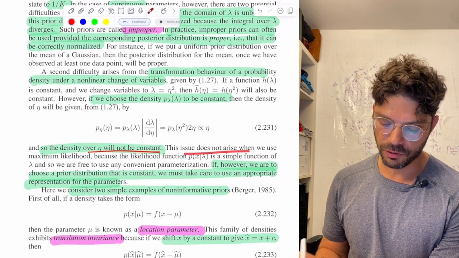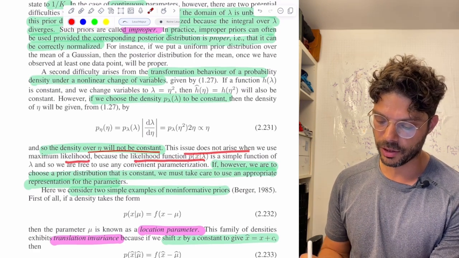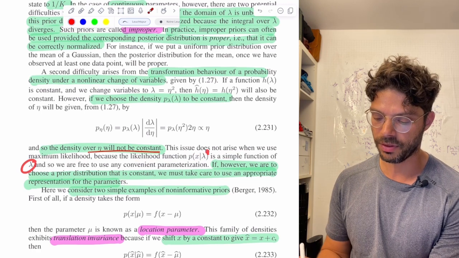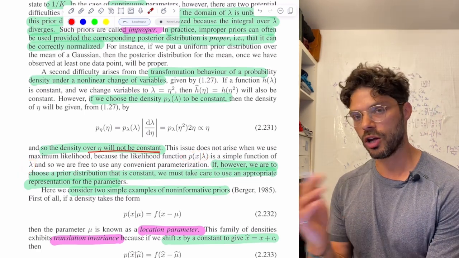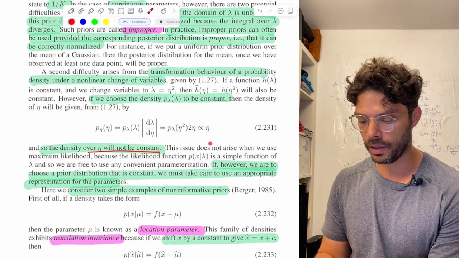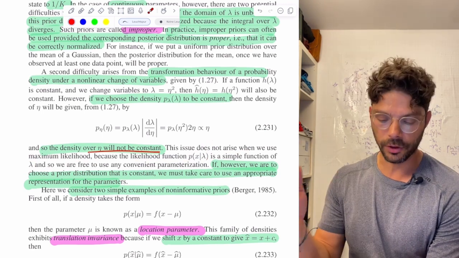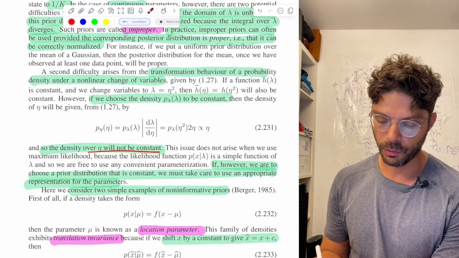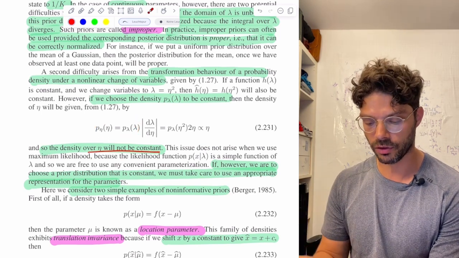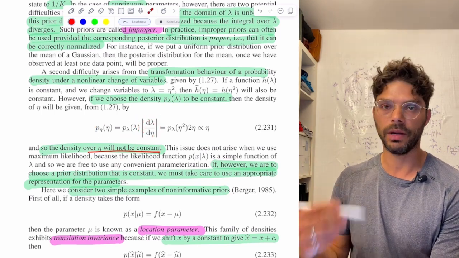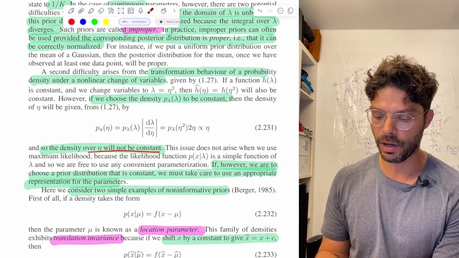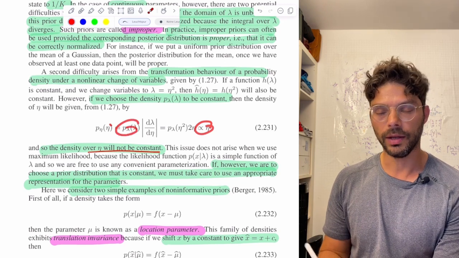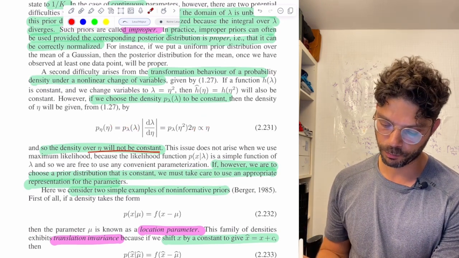This issue does not arise when we use maximum likelihood because the likelihood function is a simple function of lambda. So remember, this was not a probability distribution as a function of lambda. So if we change variables, we can just plug in the corresponding value of our parameter in the change setting. But when we're dealing with the prior, it is a probability distribution. So we have this additional volume term you have to account for, and then when you change variables, that will sometimes mess you up and turn your constant thing into something that's no longer constant.